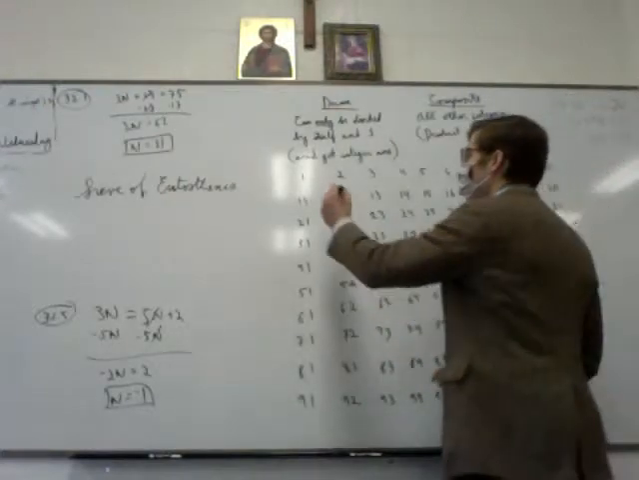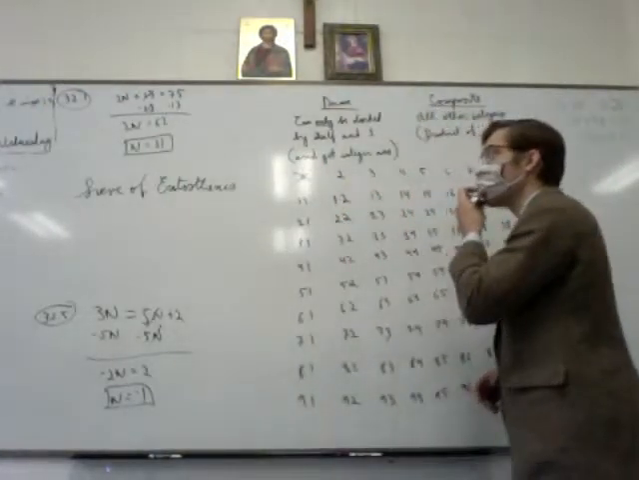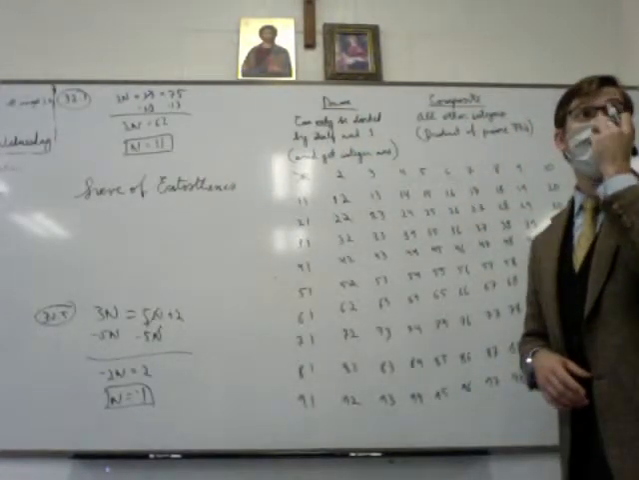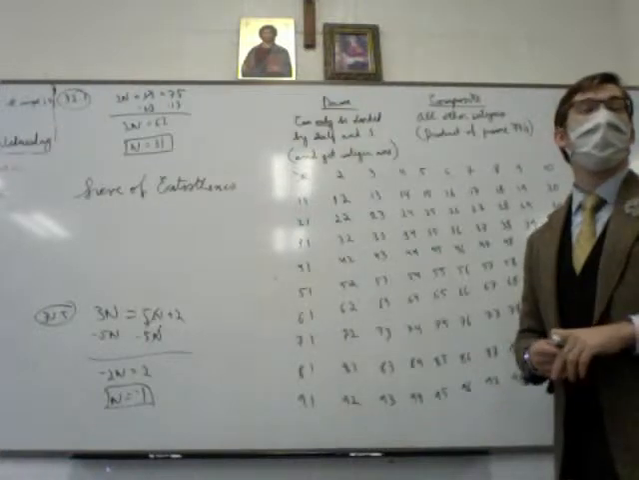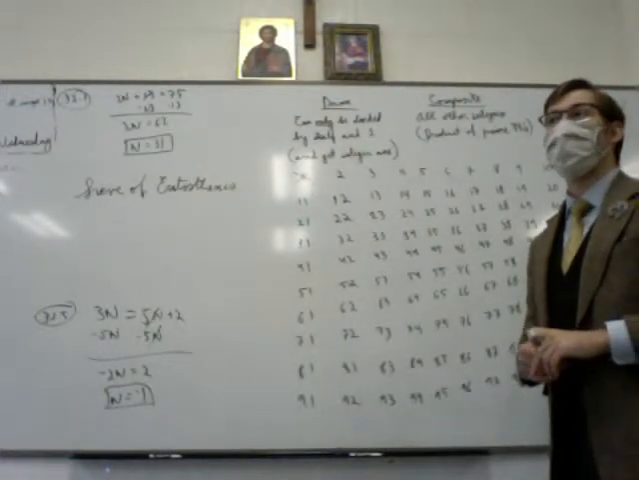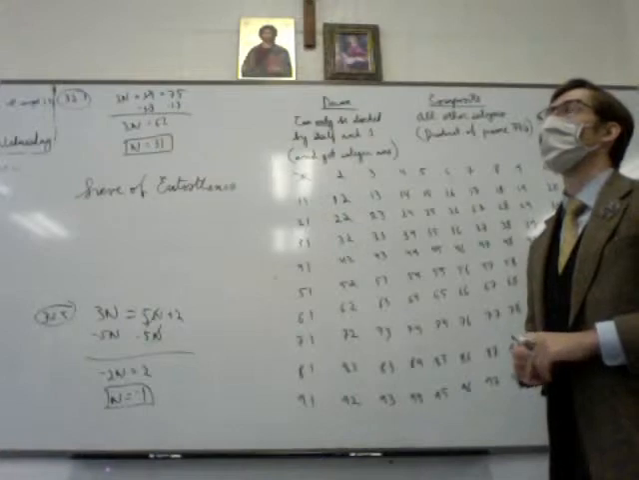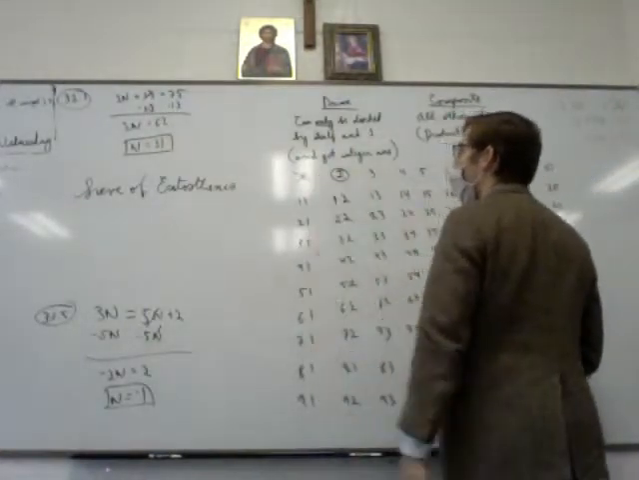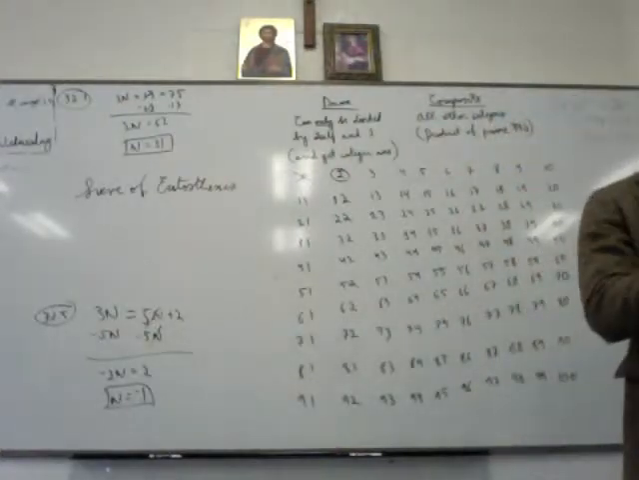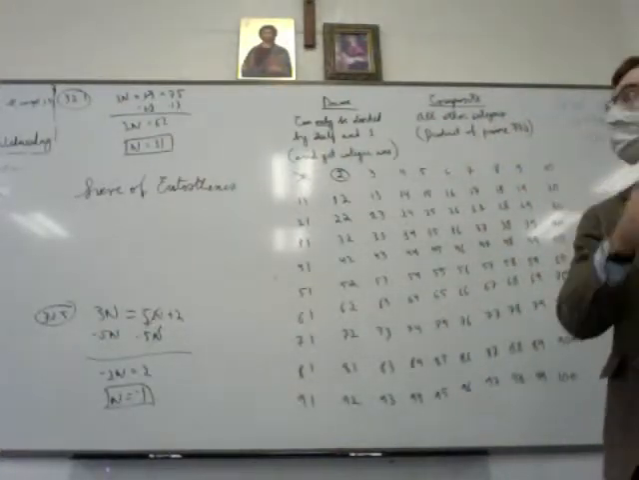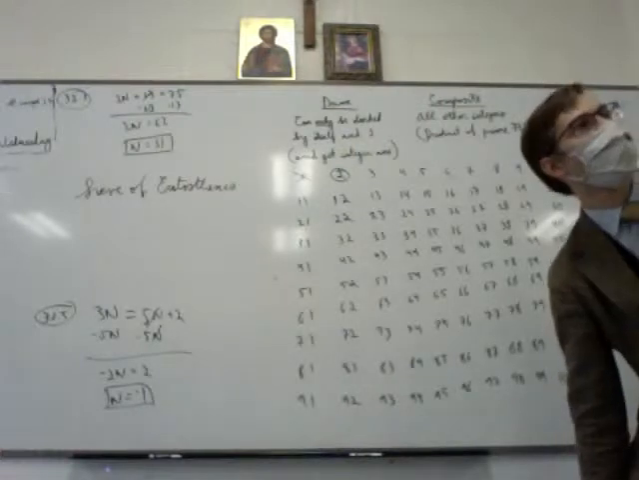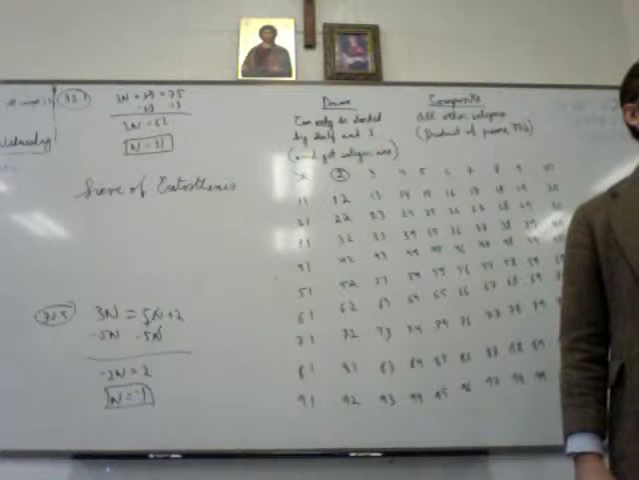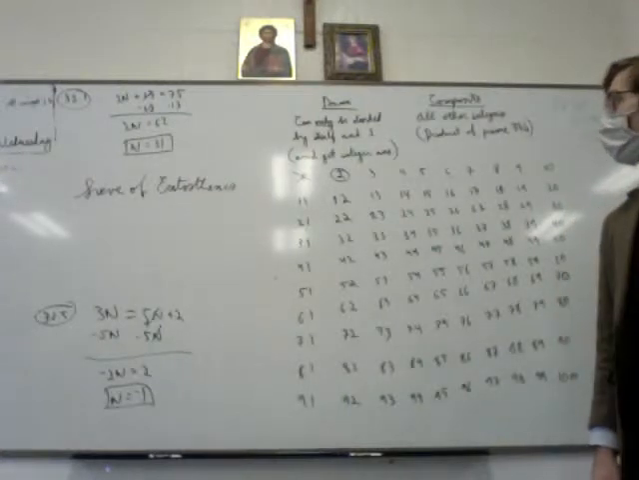So 1, we've already said 1 doesn't count as a prime number. Is 2 prime? What can you divide 2 by besides 1 and itself? Nothing. Okay, so then it's prime. Now every time we find a prime number, we go through and cross out all the other numbers that can be divided by that number. I'm just going to cross them out.